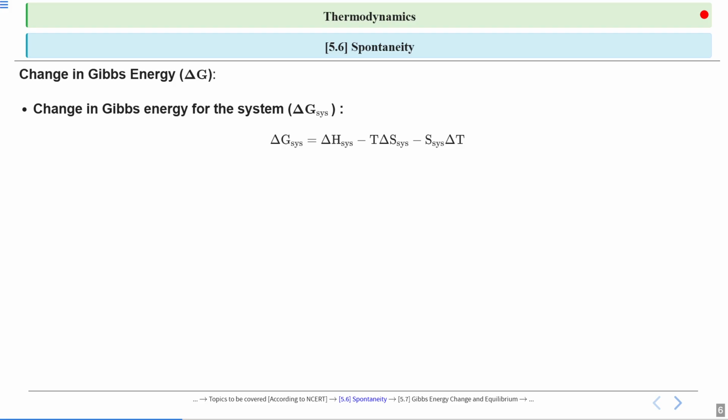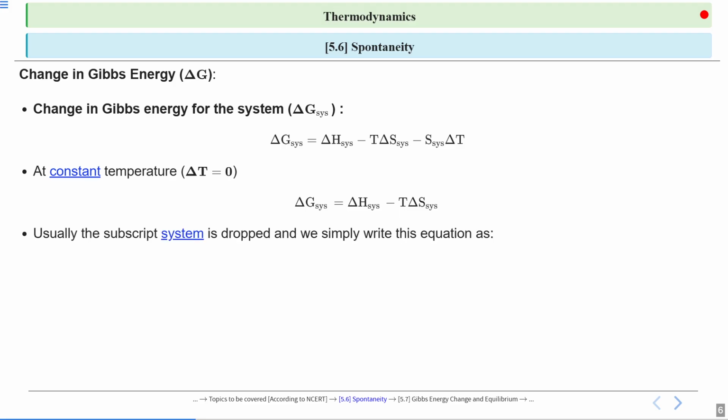But here the differentiation is related to a large change, so we are representing it with the help of delta. Upon applying it for the greater change, we got this equation. Now next, suppose we are keeping the temperature constant. Therefore delta T will be equal to 0, and hence we got our final useful equation for the Gibbs free energy, which is delta G system is equal to delta H system minus T delta S system.